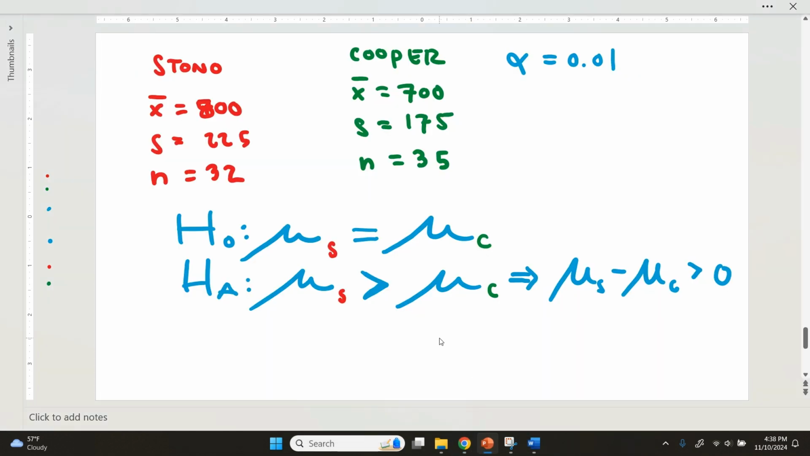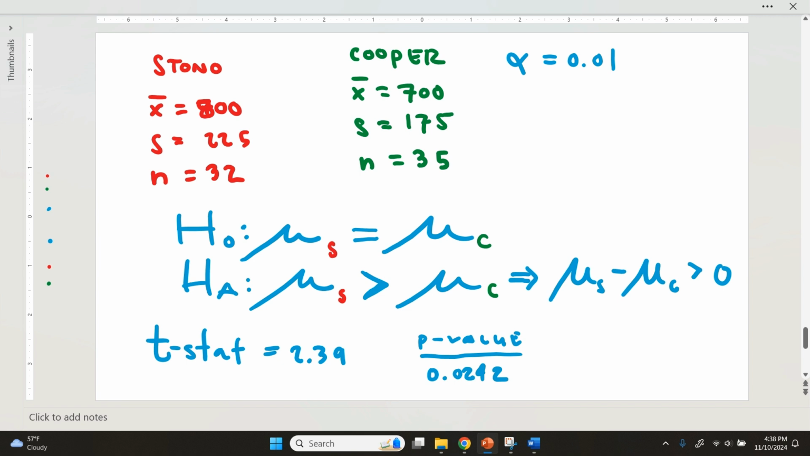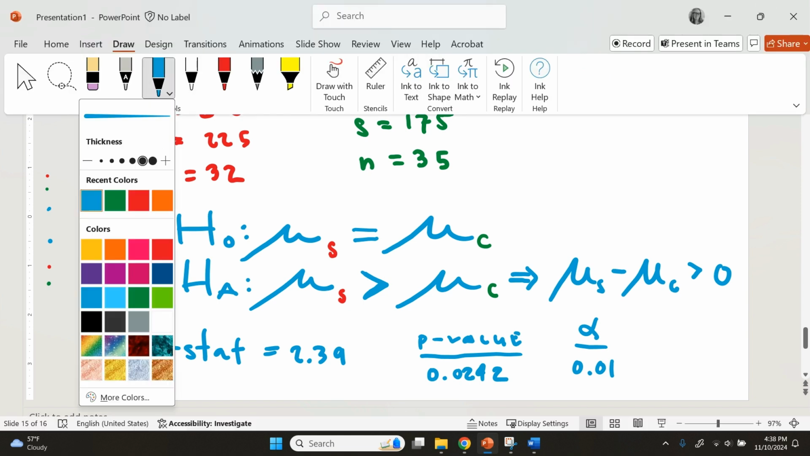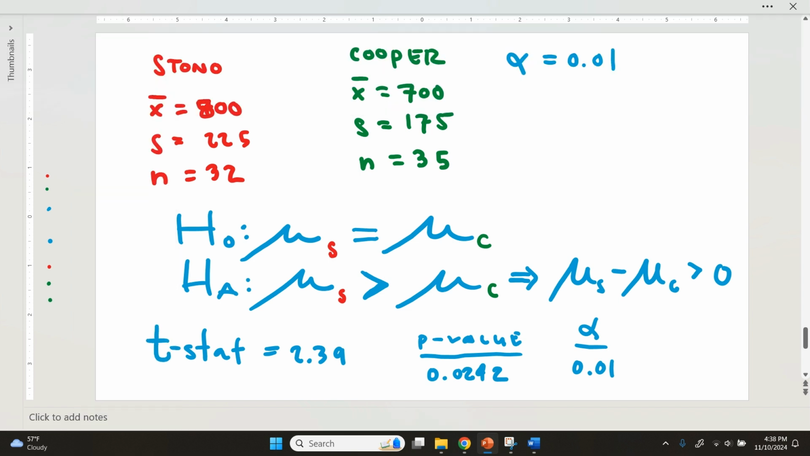All right, so my test statistic t-stat was equal to 2.39. My p-value is 0.0242. And I'm going to put that next to my alpha here that was declared to be 0.01. And now I have to figure out what my decision is going to be. I put these side by side. You've seen me do this in other videos.